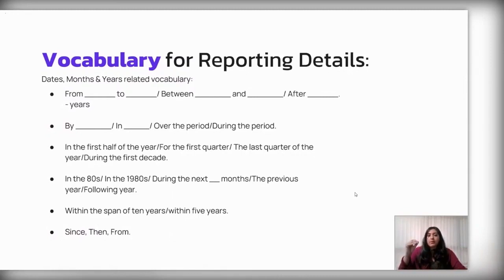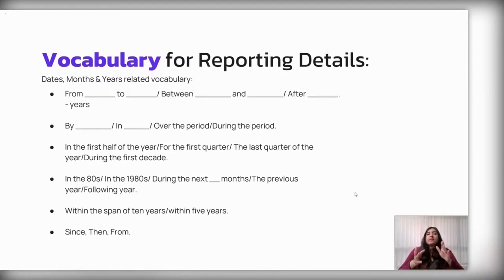Or if it's months, you can say months. So in January it was this, by December it was this. Okay, play around with the words, make sure it makes sense. Or over a certain time period, or during the period of, you can also use that.